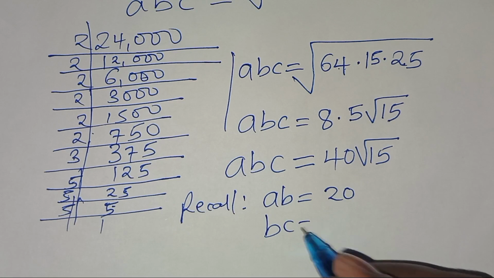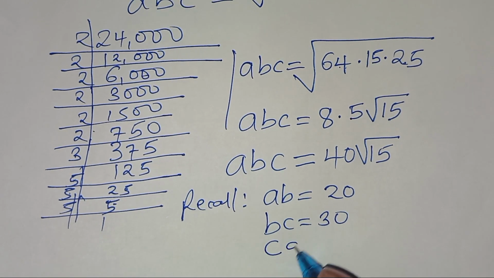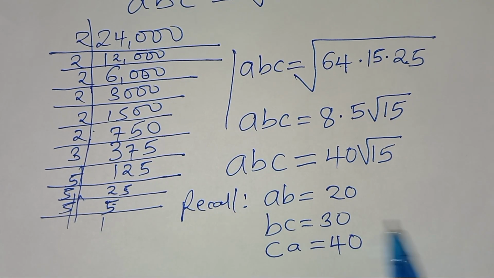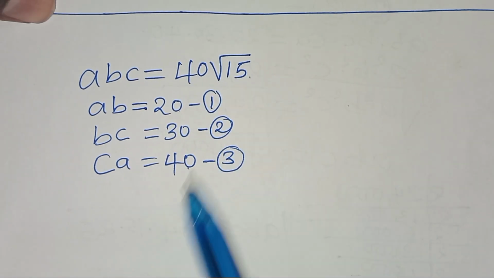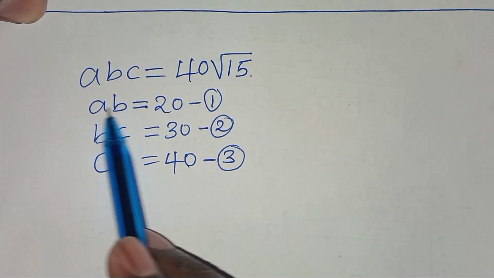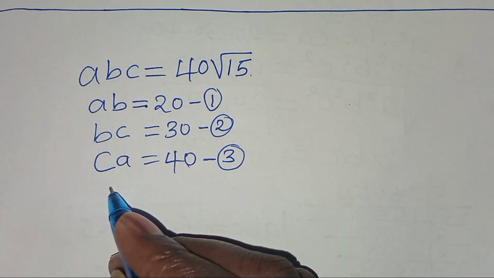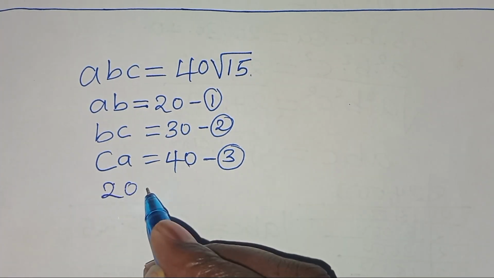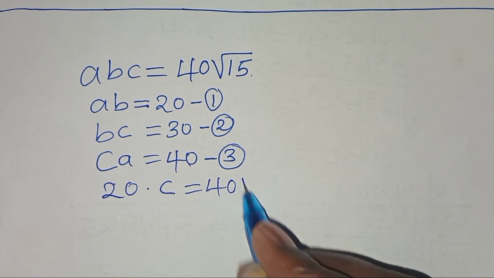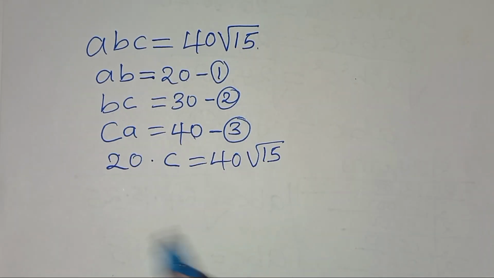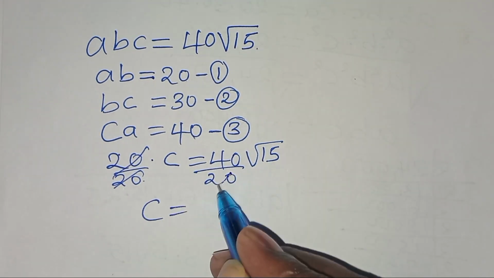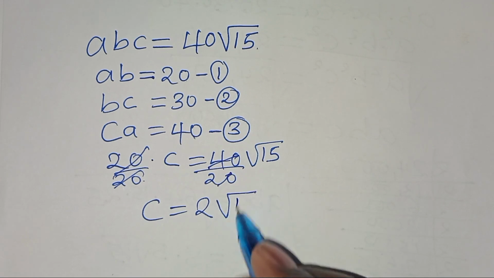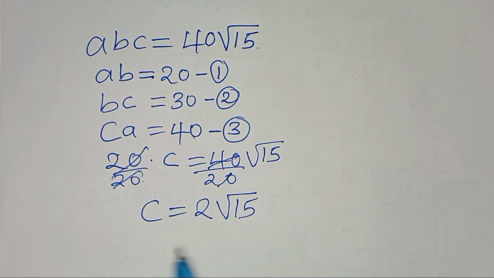Now from here, if you recall, we have that ab is equal to 20, bc is equal to 30, and c times a is equal to 40. So let's solve for the values of a, b, and c by following these steps. Now, given that abc is equal to 40 square root of 15, let's solve for the value of c by substituting ab. We have that ab is equal to 20, so we'll have 20 times c equal to 40 square root of 15. So let's divide both sides by 20, so that now the value of c is equal to 2 square root of 15. That is the value of c.